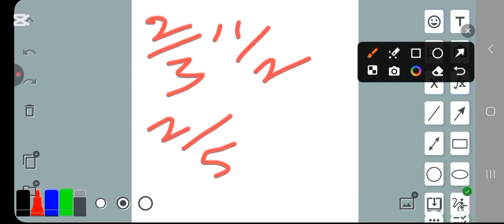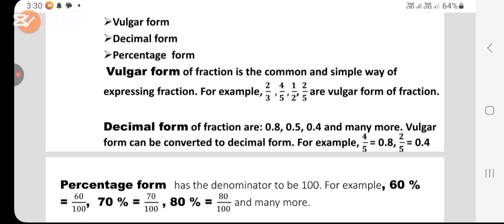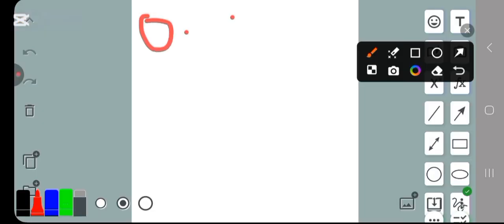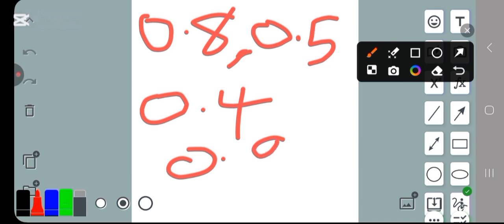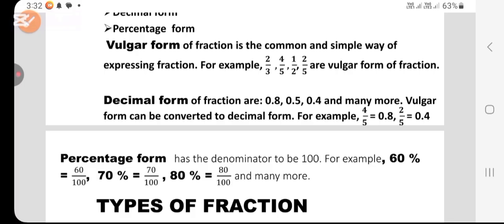The other form of fraction is the decimal form. The decimal forms of fractions are 0.8, 0.5, 0.4, 0.9, and many more. We have to note that the Vulgar form of fraction can be converted to decimal form.